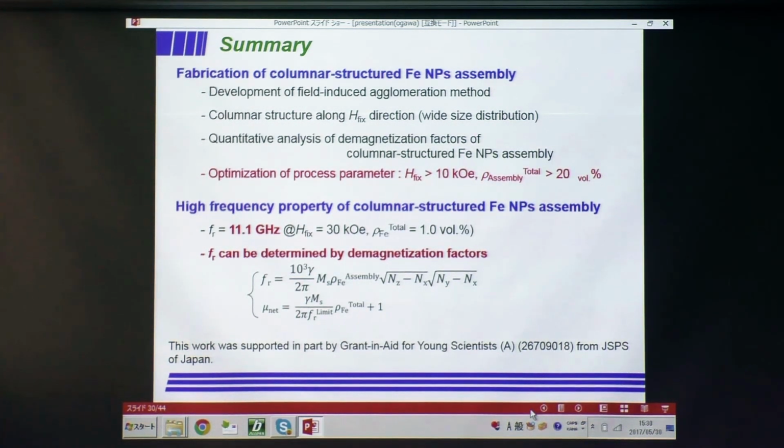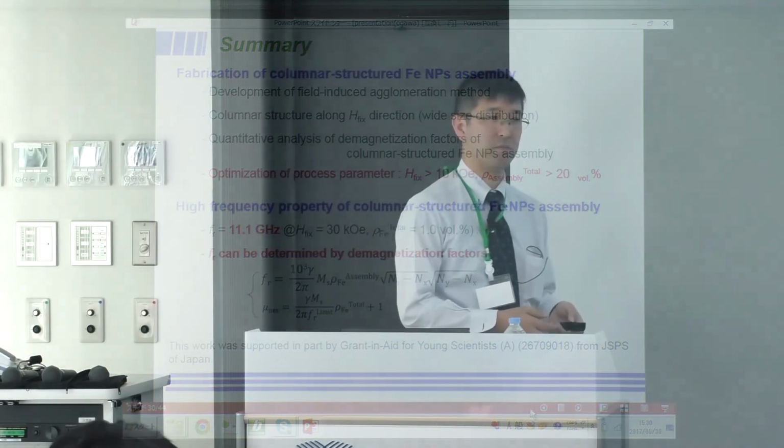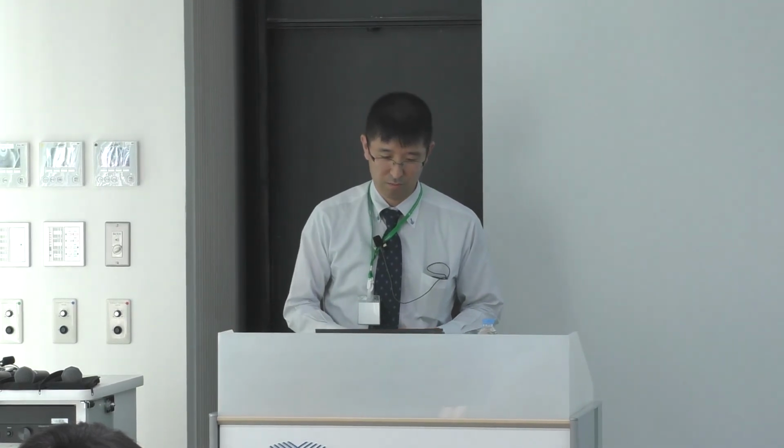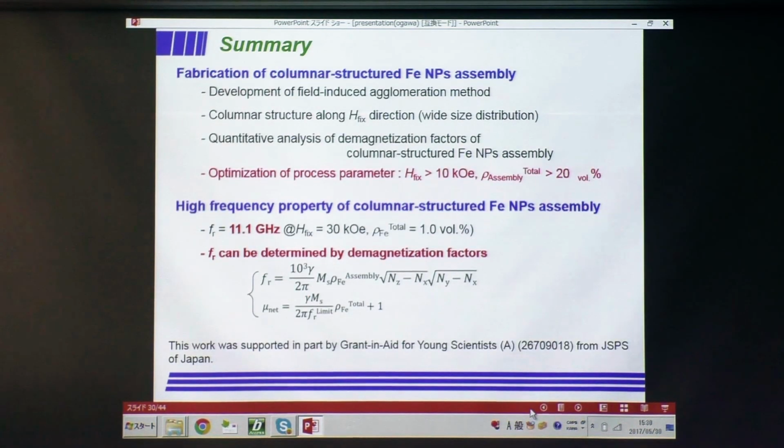Finally, I summarize my talk. We investigated two kinds of different nanoparticle systems, and up to the present, my result is not enough to apply to the real application. But from now on, iron cobalt with high saturation magnetization and, I think, iron nitride are among the key issues to enhance the high frequency properties. Thank you for your attention.